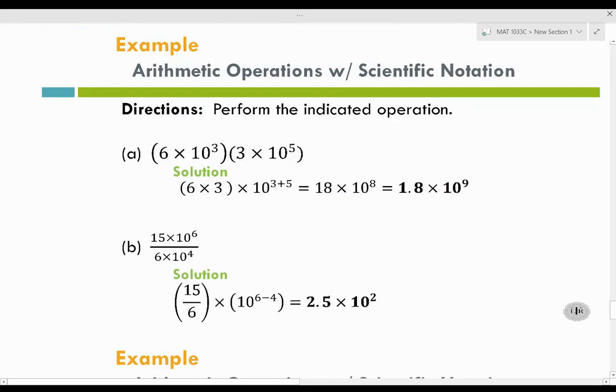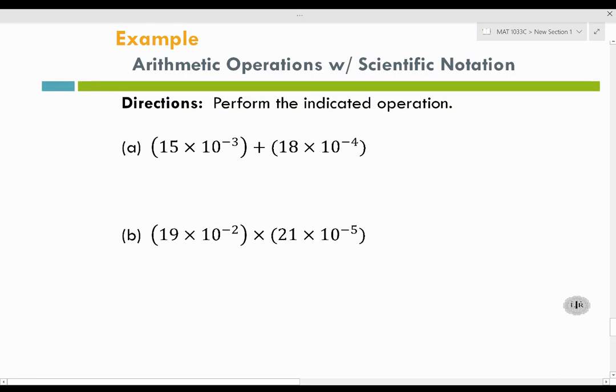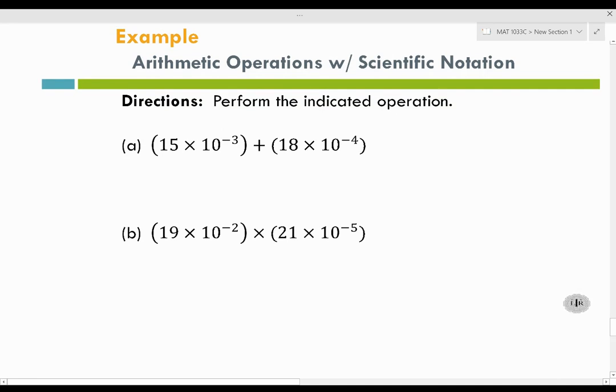Let's scroll up. All right, let's see if we can do these. So if you guys want to pause the video now and see if you can do these by yourself, see if you can do that, and then come back and watch me do it.